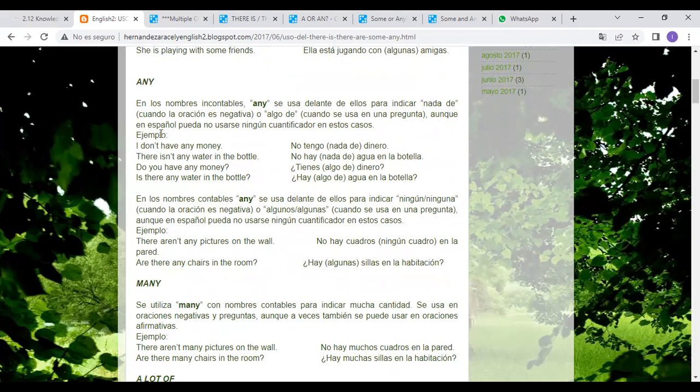Okay, so for example, lo utilizamos en oraciones negativas. Let's see, I don't have any money. No tengo nada de dinero. There isn't any water in the bottle. ¿Se dan cuenta? No hay nada de agua en la botella. There isn't any. ¿Se dan cuenta de cómo viene un tema con el otro? There isn't any. También, guys, any lo utilizamos para negativos y para hacer preguntas, okay?